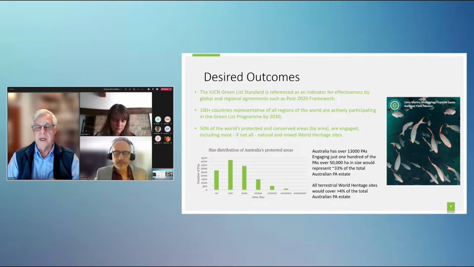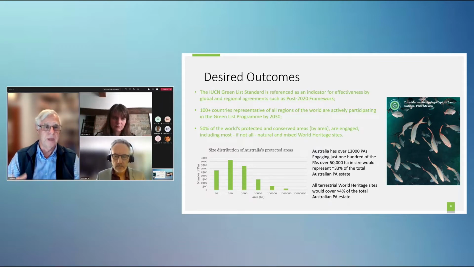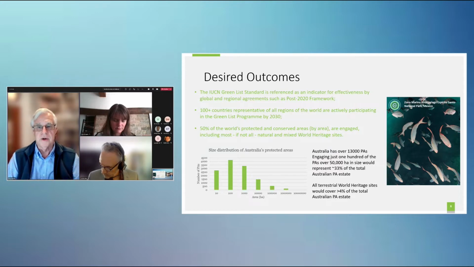But if we engage just 100 of the largest 300 areas, we would achieve 33% of the estate. If we engaged all of the natural terrestrial World Heritage sites, we'd get 4% of the entire protected area estate. So by targeting effectively, we can have that catalytic influence.